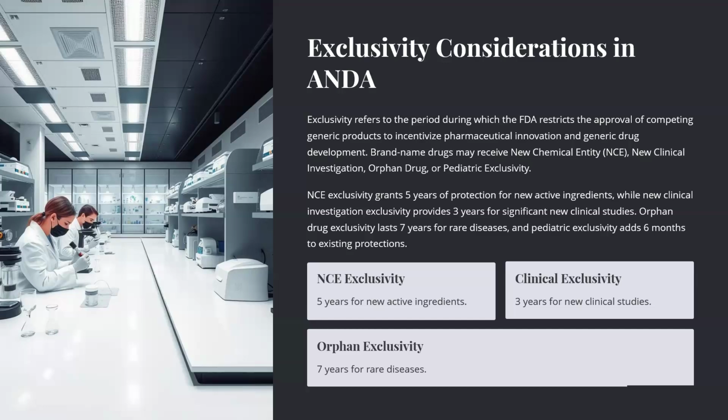Okay, so there are four types of exclusivity that are granted to new drugs or clinical trials or orphan drugs: NCE, clinical, orphan, and pediatric. Okay, so these are all the exclusivities granted to new chemical entities or clinical investigations, etc.